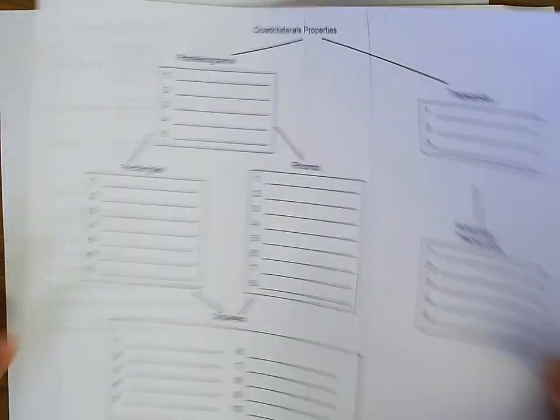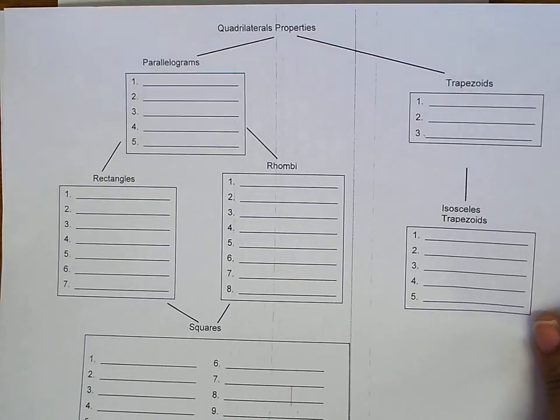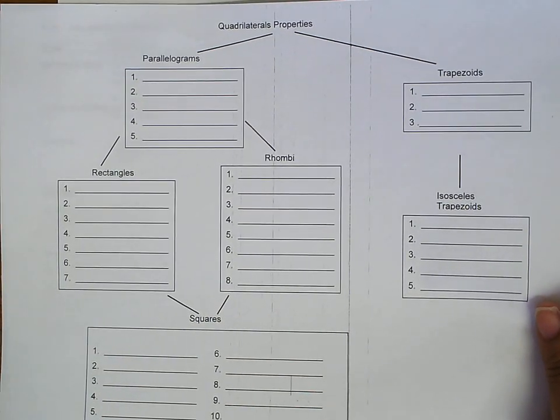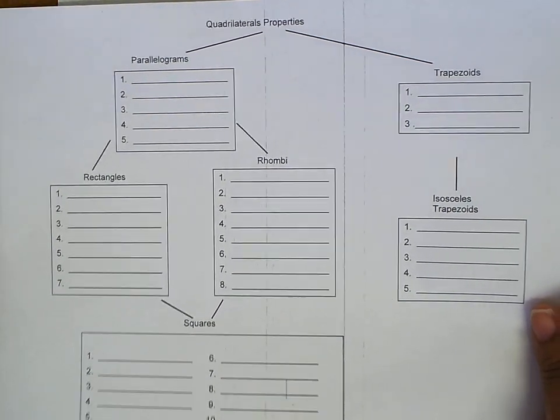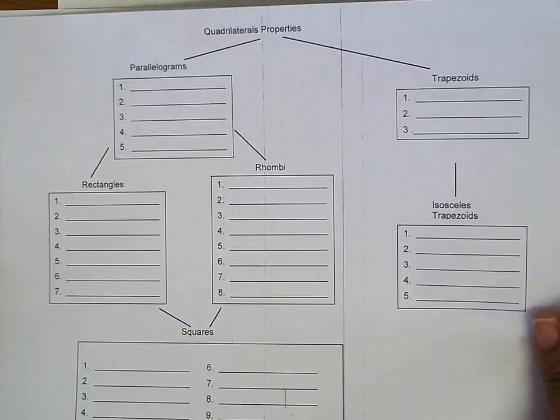All right, so again, this is the quadrilateral property paper, and I did post this. If you have a printer, print it out. If not, you just need to make this and have it ready so you can fill it in as we go. This will stay in your pocket that is in your journal. You do need to put it in your table of contents too.